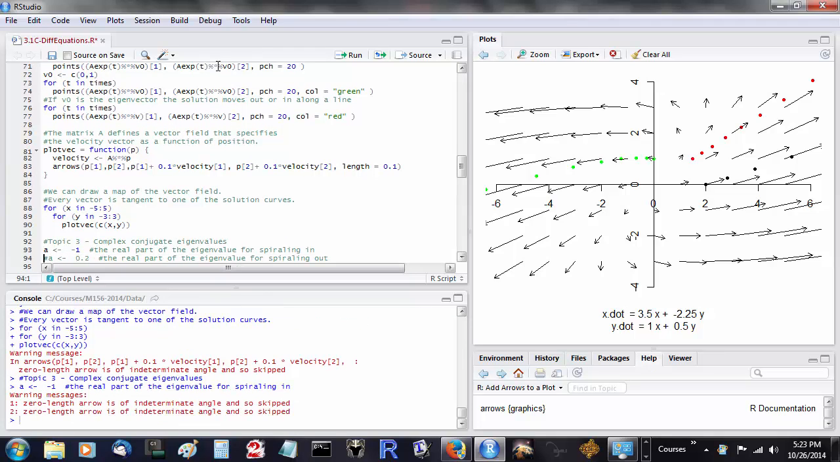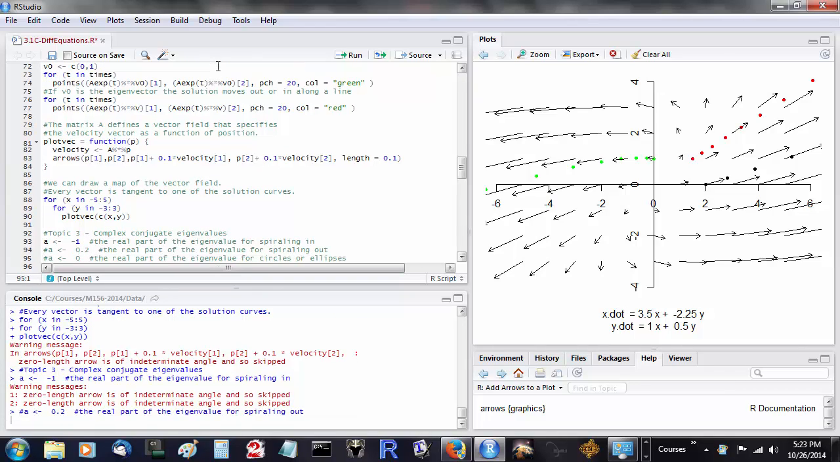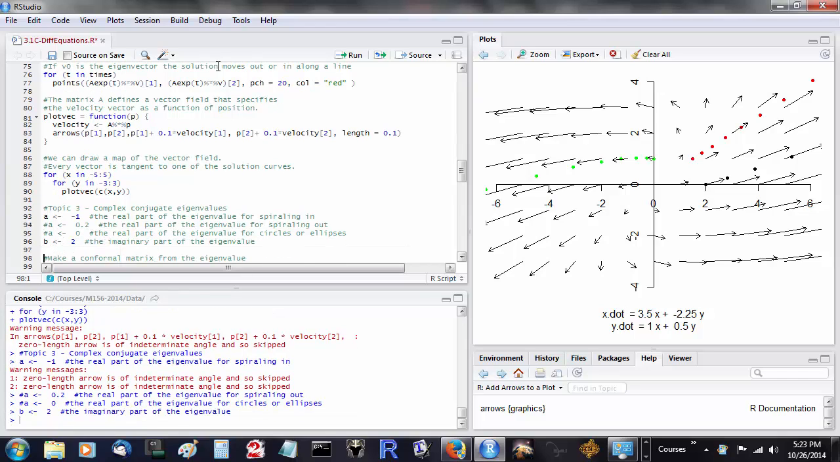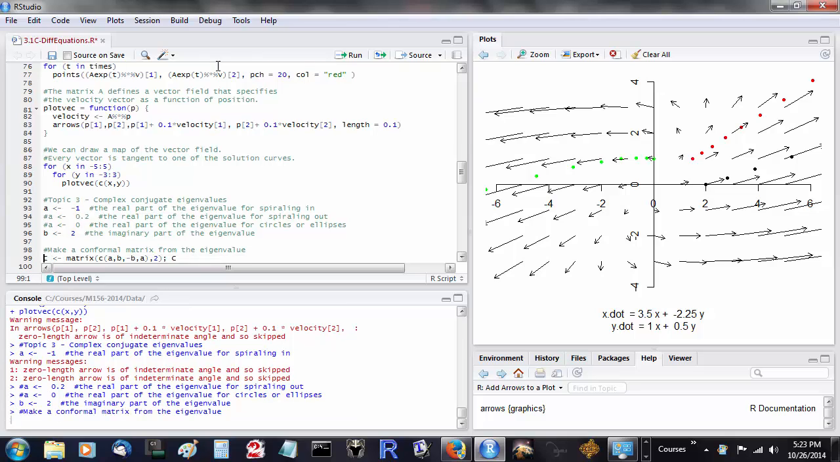I'm going to choose a real part of -1. This is going to give us solutions that spiral into the origin, and you might on your own want to try the same thing with a small positive value or with a 0 value. The imaginary part specifies how fast the solutions circle around the origin.